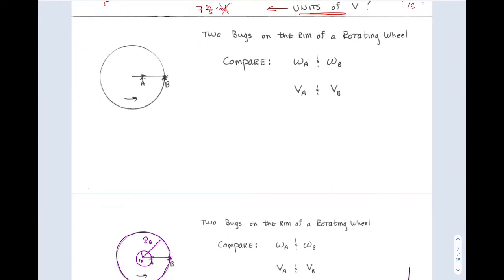Okay, so here I have a bicycle wheel, and I attached a bug at point A and a bug at point B.